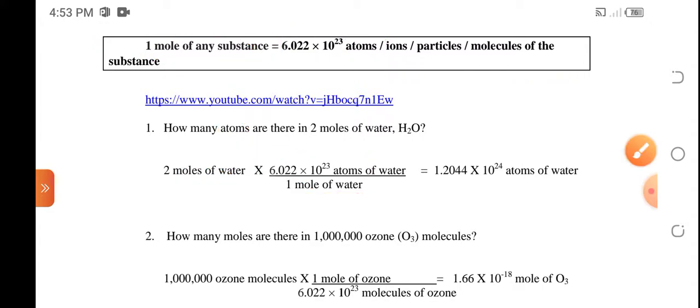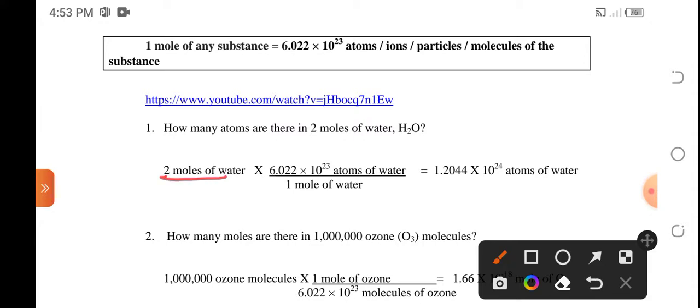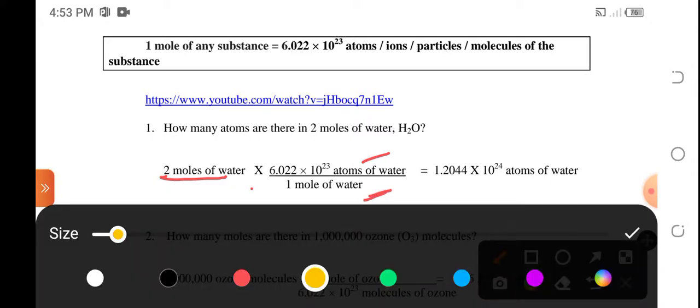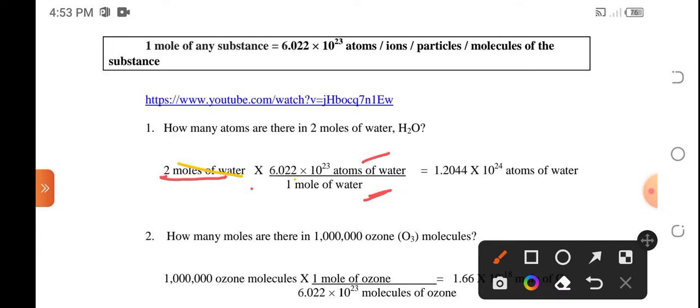So, 2 moles of water times 6.022 times 10 raised to 23 atoms of water per 1 mole of water. With this, the moles of water will be cancelled and we are left with the unit of atoms of water. So we just input 2 times 6.022 times 10 raised to 23 in our calculator.